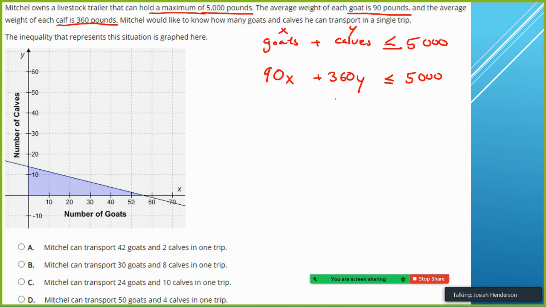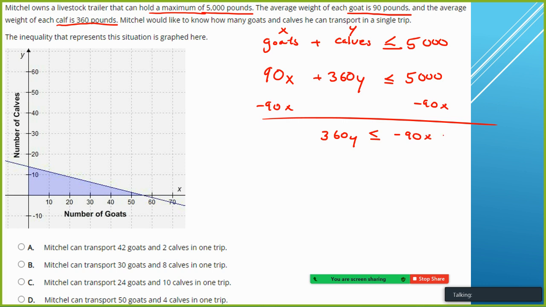So let's rearrange this guy and we'll see kind of what that looks like. We're going to minus 90x from both sides. And then we divide by 360. All right. 90 over 360 is, I think, 1/4. And I'm going to keep that as a negative 1/4 x for my slope. It's a little cleaner. 5,000 divided by 360, this is going to give us a decimal or fraction.